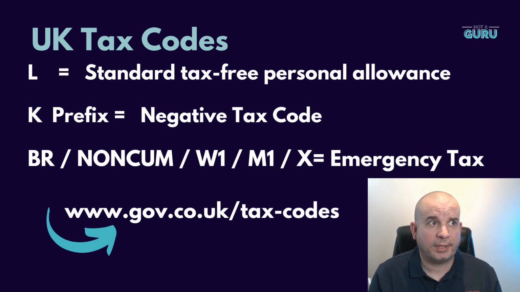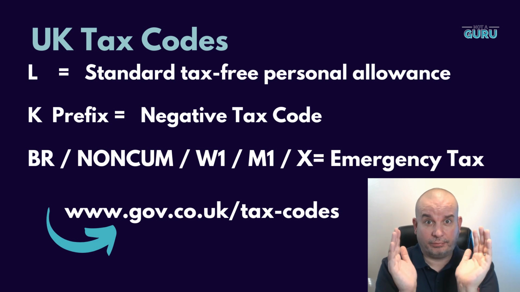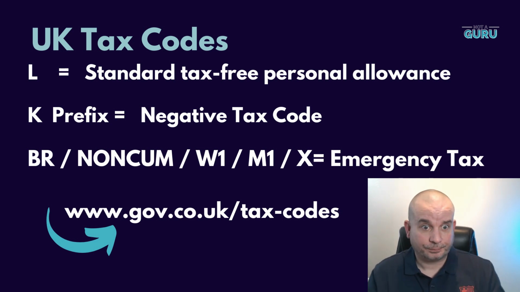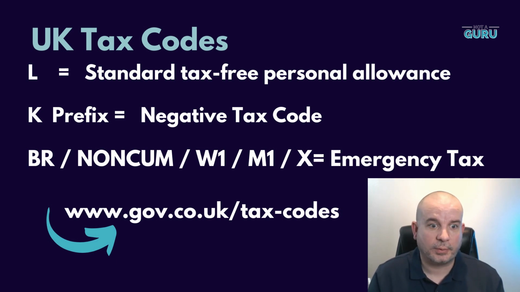You could also get it if you haven't paid enough tax in a previous year and they're claiming tax back from you. Obviously, it would have to be a hell of a lot for you to go from a 1250L tax code into a K code. You'd have to owe them upwards of 12.5 grand.